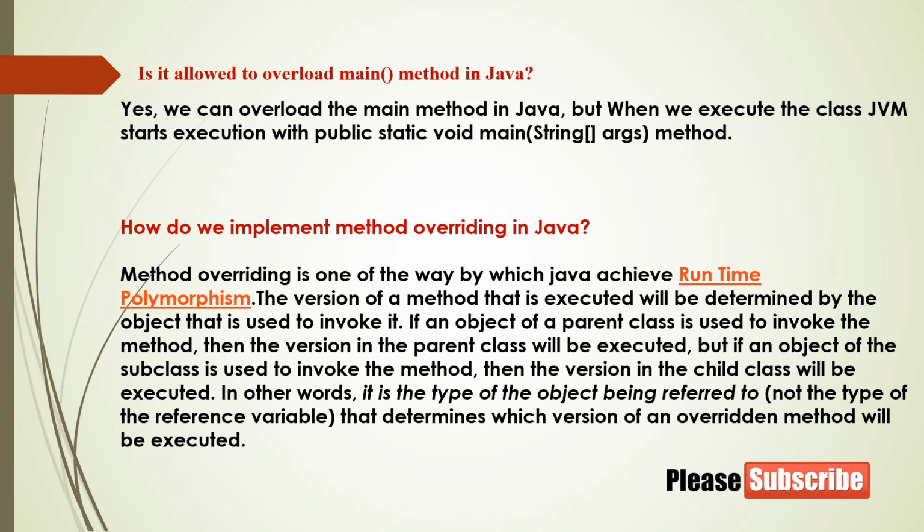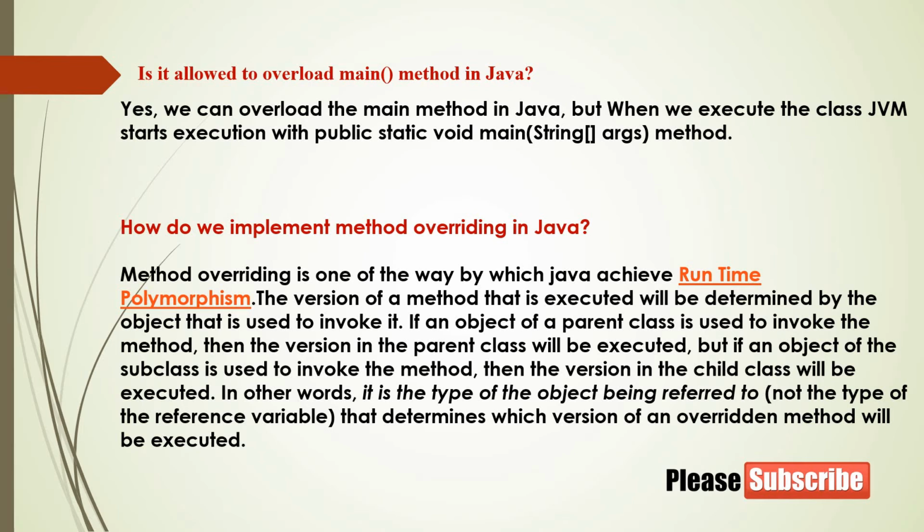So how do we implement method overriding in Java? What is method overriding first? Okay, I'll just read this and I'll explain. Method overriding is one of the ways by which Java achieves runtime polymorphism. I think this is a very important line. So method overriding is a way to achieve runtime polymorphism. This is the first point. The version of a method that is executed will be determined by the object that is used to invoke it. If the object of the parent class is used to invoke the method, then the version of the parent class will be executed. But if the object of the subclass is used to invoke the method, then the version of the child class will be executed.